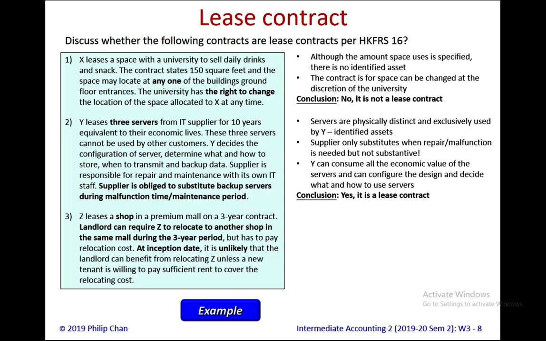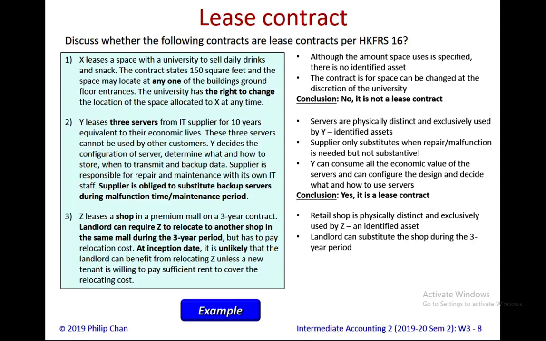Okay, and finally, number 3. Z leases a shop in a premium mall on a 3-year contract. The landlord can require Z to relocate to another shop, but has to pay relocation costs. Okay, stop before we move on. We know Z can lease a specific shop in that mall, so that's okay. It's physically distinct and exclusively used by Z. However, the landlord can substitute the shop during the 3-year period. The landlord does have a substitution right.